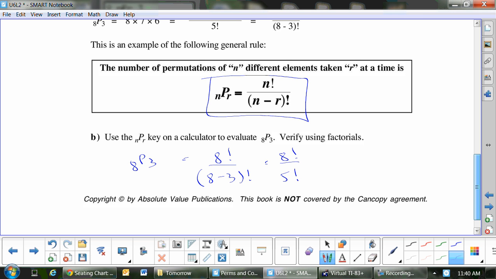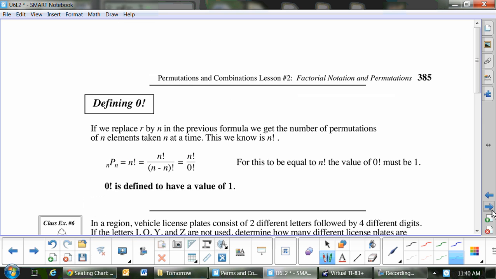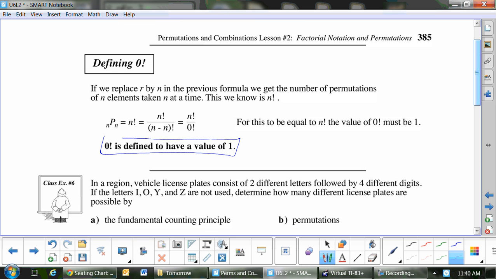Remember I told you always count down the bigger one. That's 8 times 7 times 6 times 5 factorial over 5 factorial. Gone. That's 8 times 7 times 6. And we already know that is 336. Okay? There is 3 ways to do the same question. Okay, let's go over here. Just, again, 0 factorial is defined as a value of 1. If you ever forget that, there is a way to figure it out. Use your calculator. Okay, it'll do it.